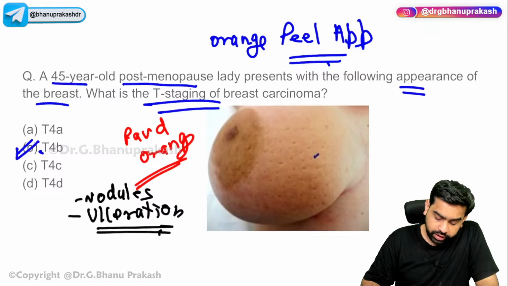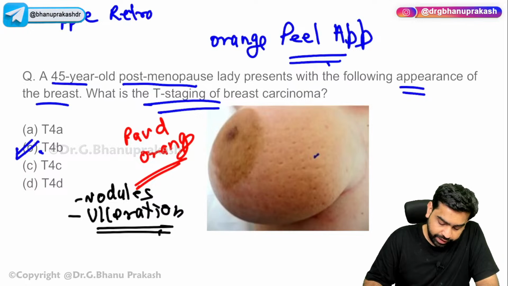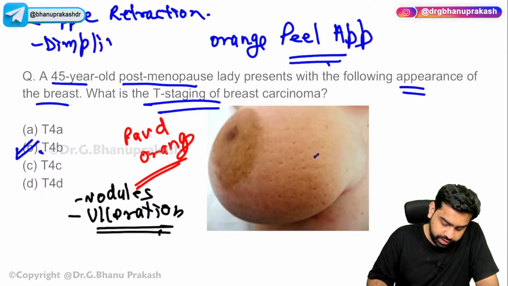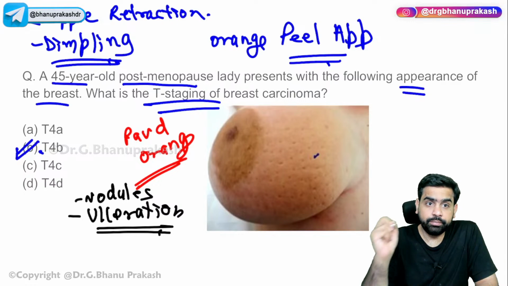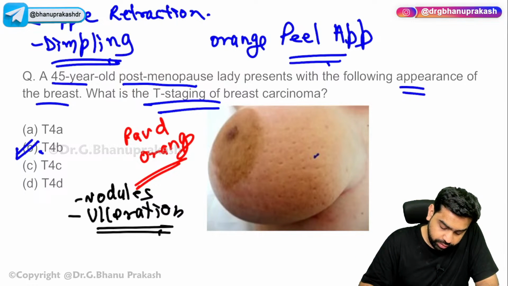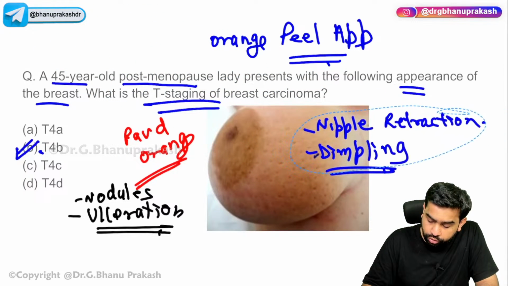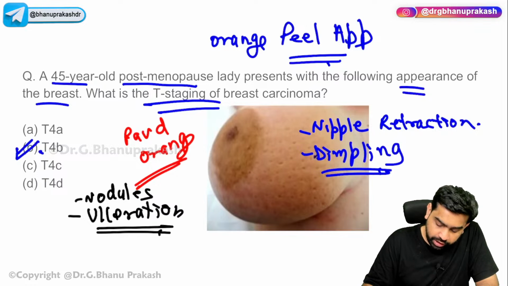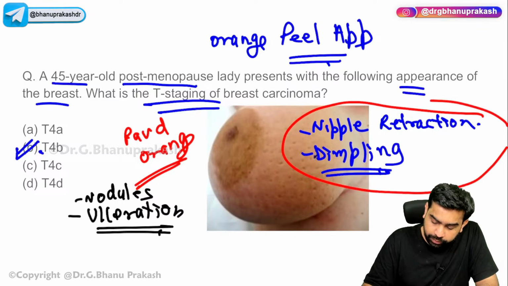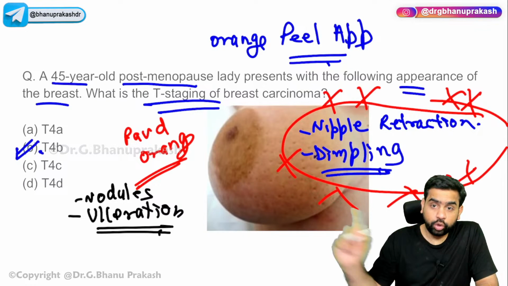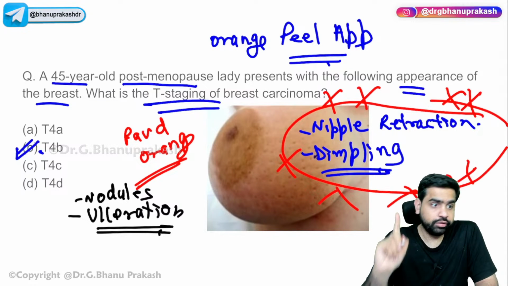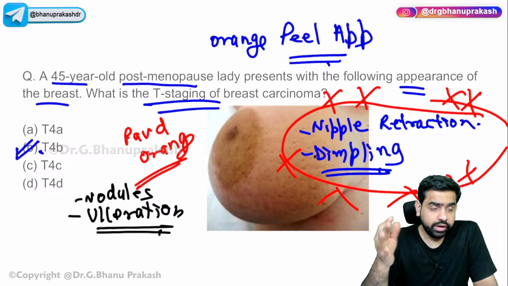What is not a part of skin involvement? Nipple retraction or dimpling. Please try to understand, nipple retraction and dimpling are not parts of skin involvement. Why do these occur? They occur because of the involvement of the ligament of Cooper. So if there is nipple retraction and dimpling, this is not considered part of skin involvement, and this is what is T4b.